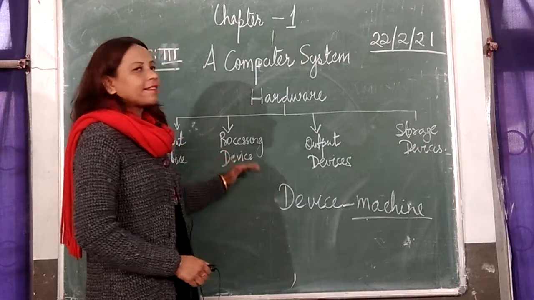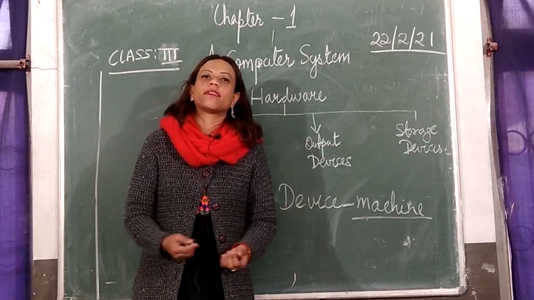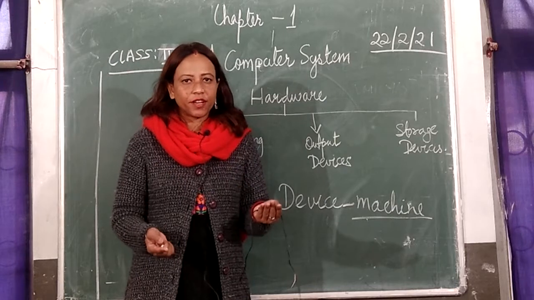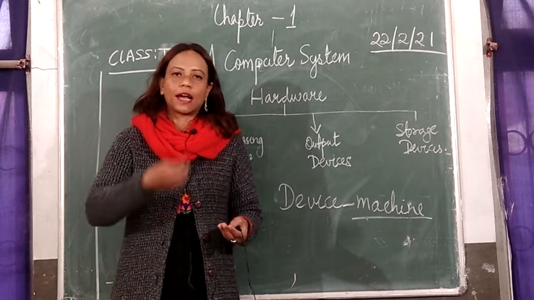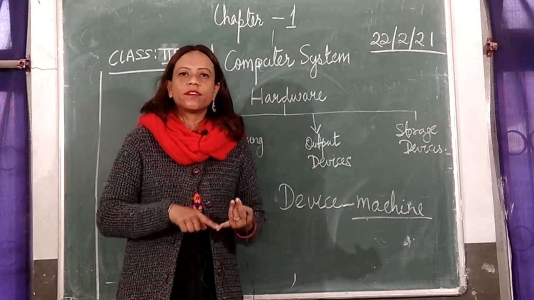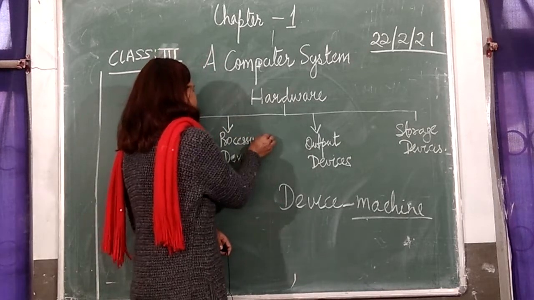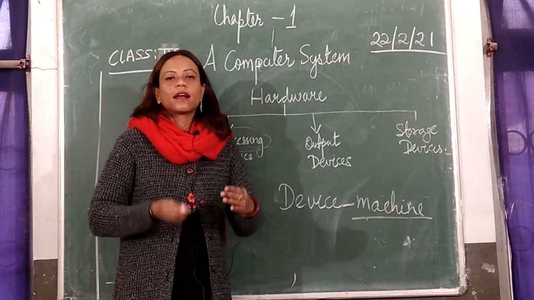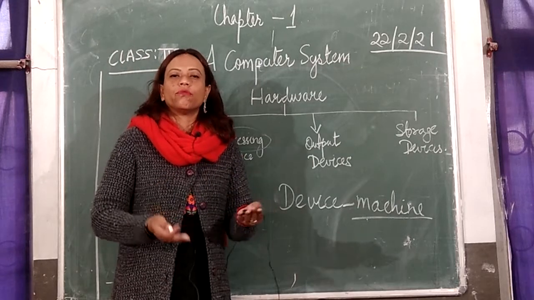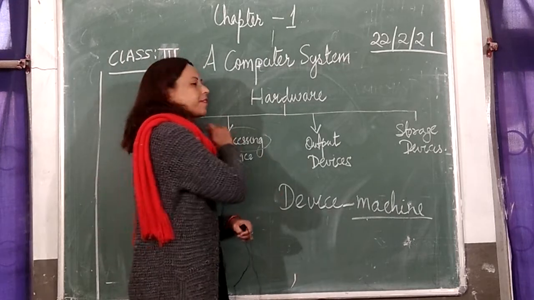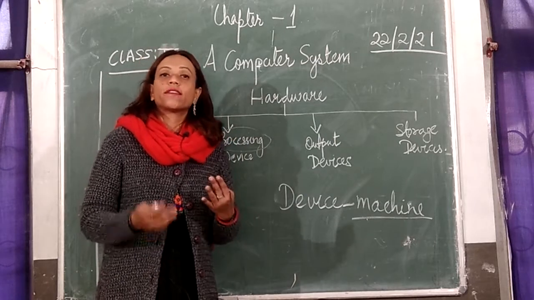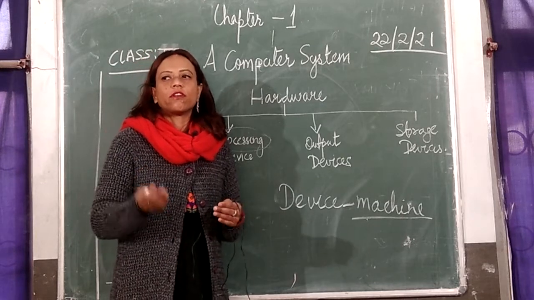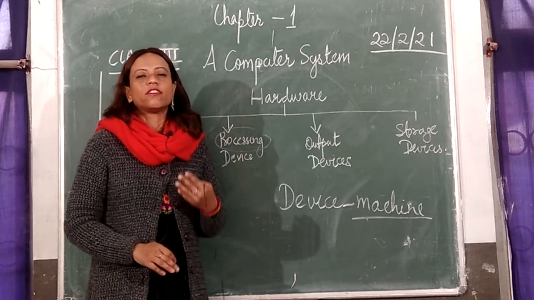The second is your processing device. What is processing? Processing means something happening, when work is happening. Like I'm teaching, I'm doing some work, I'm explaining to you. When I'm doing some work, this is called processing. Kaam hona, kaam karna. When the work is happening, this is called processing. You are studying, you are listening, you are watching this video, you are doing some work. So this is called your processing, because you are doing some work.